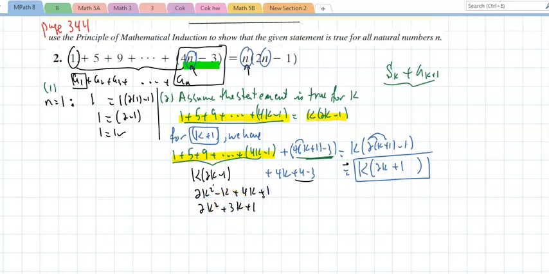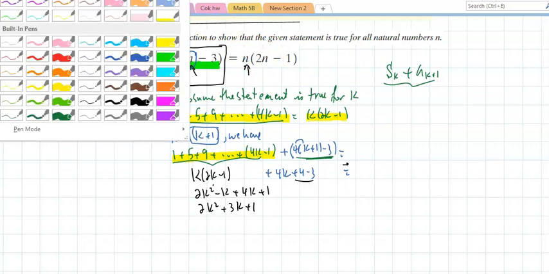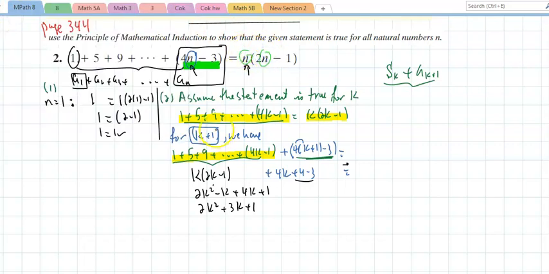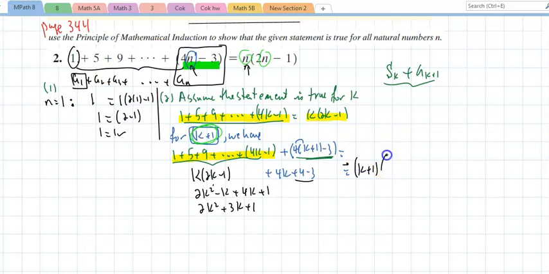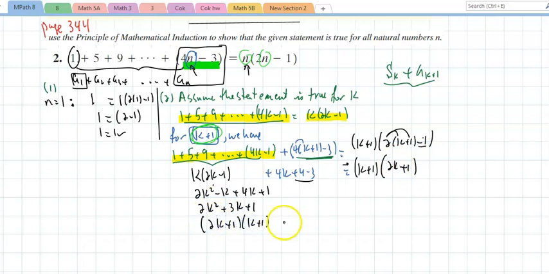The right side doesn't seem to be working. Oh, I plugged it in wrong. My mistake. So the right side, we're going to replace those n's by k plus 1. That would be k plus 1 times 2 into k plus 1 minus 1. So here you're allowed to simplify once. That's 2k plus 2 minus 1 is 1. And here, if you factor this, and there it is. Once you get it to match, you're done.